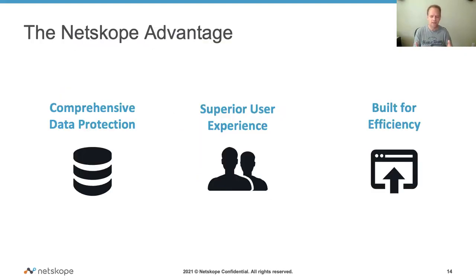So when you think of SASE vendors in the market, and there's a lot of vendors that call themselves SASE, really when it comes down to what separates Netskope from others, it's three things. First is our comprehensive data protection. Data protection is our DNA. It's in our DNA, and we're often chosen for our ability to see and protect data in places that other security vendors miss. Second is the superior user experience that Netskope enables.